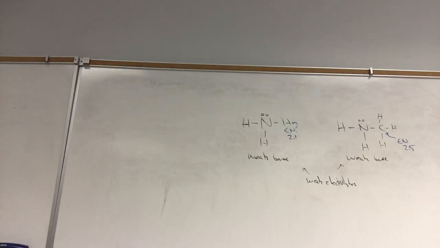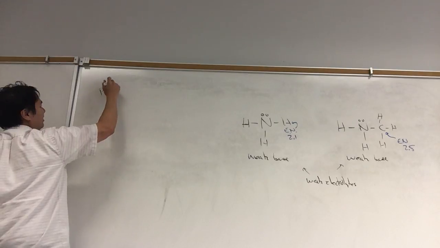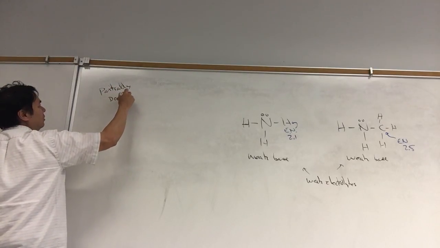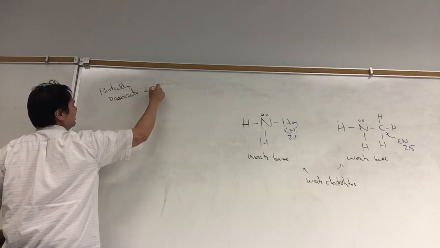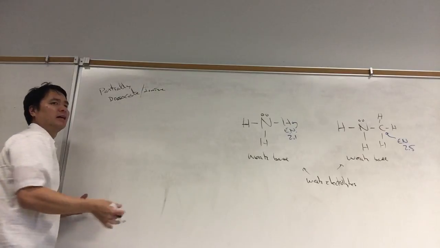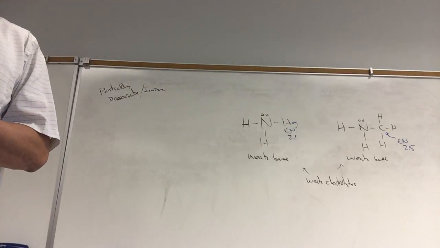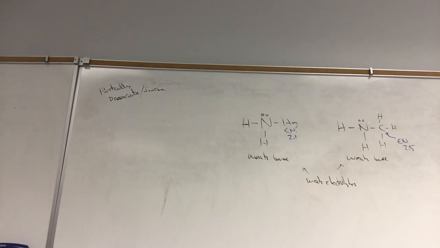Weak electrolytes, we say, partially dissociate or ionize. Ionize is just break up into ions. You know, it's not like stripping electrons. It's not like a redox reaction. Partially dissociate or ionize. Right.